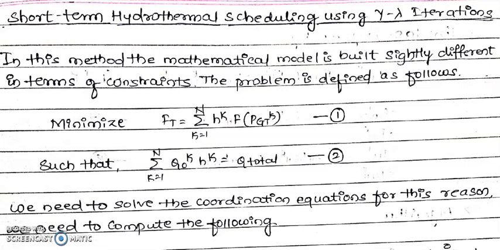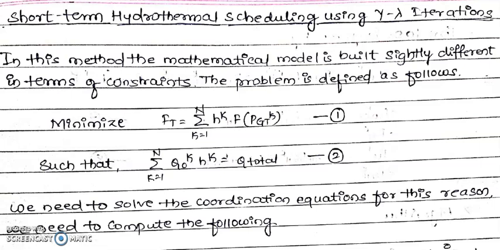Dear students, today we'll study the hydrothermal scheduling process. In hydrothermal scheduling, we have two types of processes: one is long-term hydrothermal scheduling, and the other is short-term hydrothermal scheduling. In this session, we'll discuss the short-term hydrothermal scheduling process using the y-lambda iteration method.